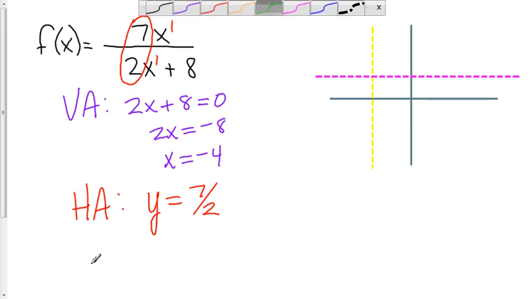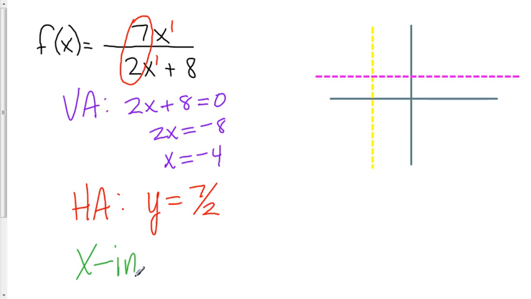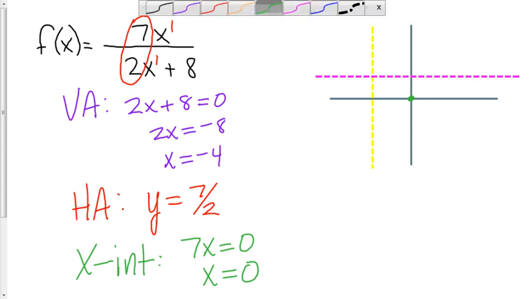Figuring out the x-intercepts, take the numerator and set it equal to 0, and x will equal 0. So we know that this is a coordinate. Now then, the y-intercept: if you substitute a 0 in and a 0 in, that's going to be 0 over 8, which is still there.